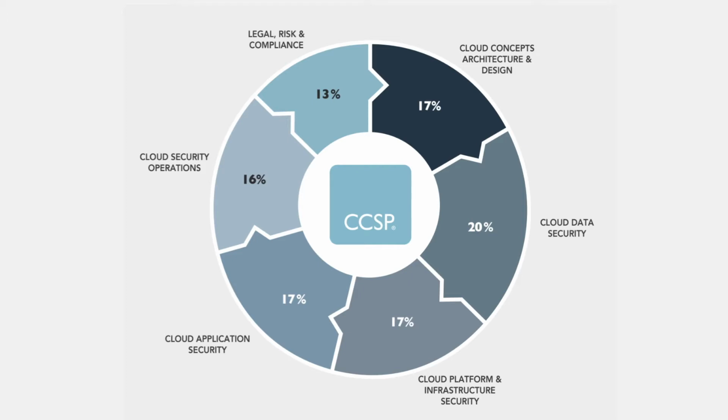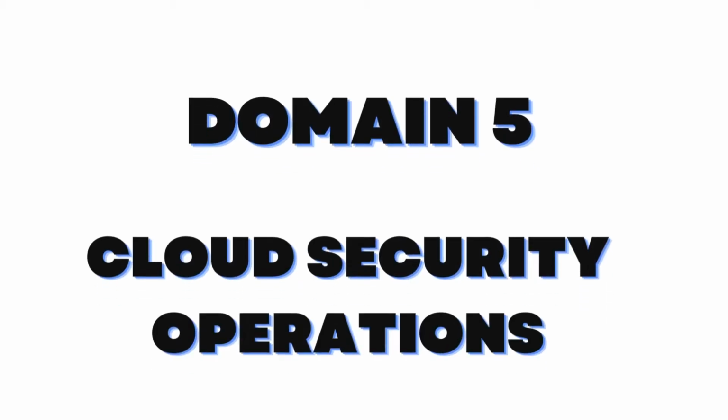Like I said before, there are 6 security domains within the CCSP common body of knowledge. So you can think of them as the 6 subject areas that you must master in order to pass the examination, right? And today we're going to be covering domain 5, which is cloud security operations. That comes to around 16%. Okay, this is the topic.